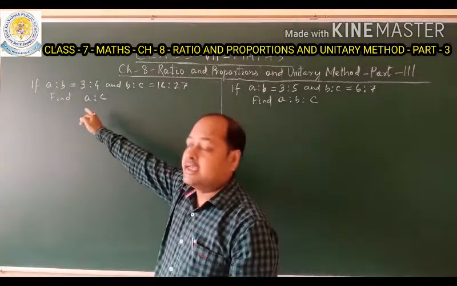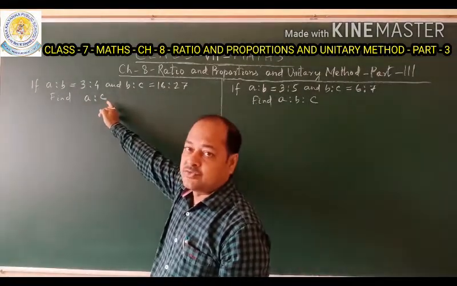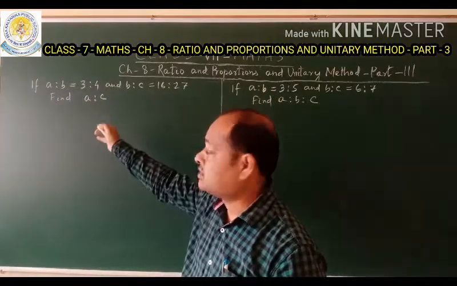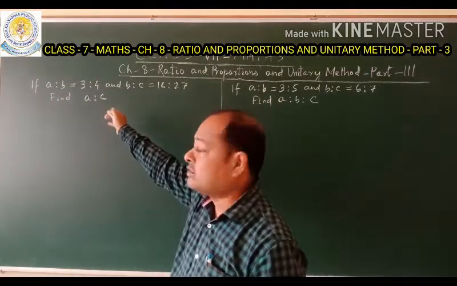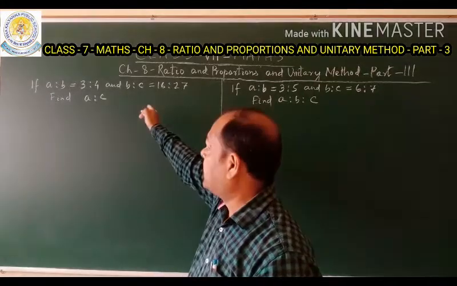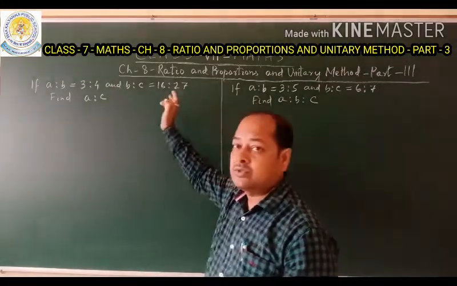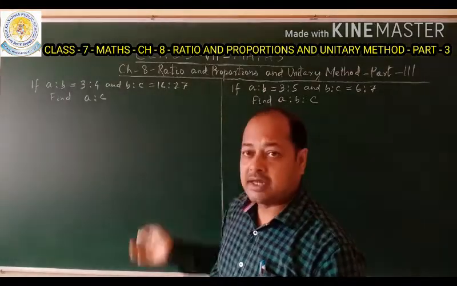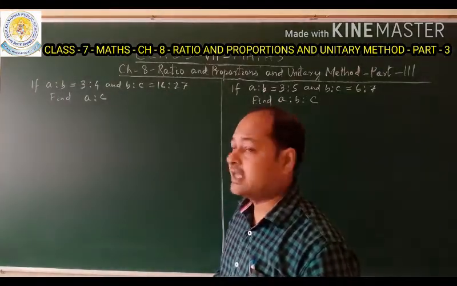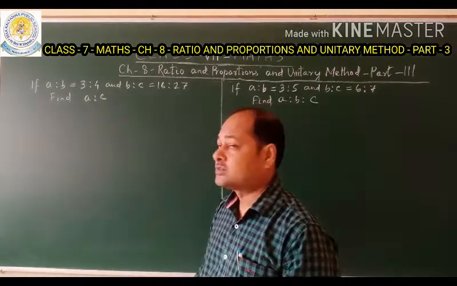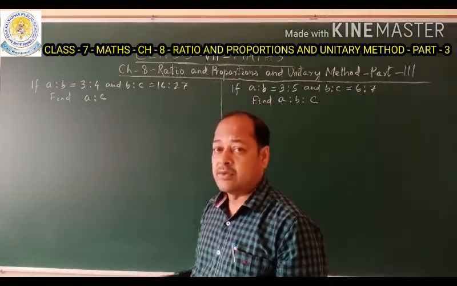If A is to B equals 3 is to 4. Here one ratio is given, and its value is also given. A is to B is the ratio and its value is 3 is to 4, and another ratio is given, B is to C equals 16 is to 27. Here we have to find the value of a new ratio, that is A is to C. So let's start. What is the method to find it?